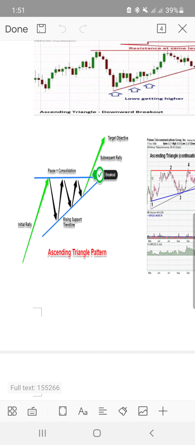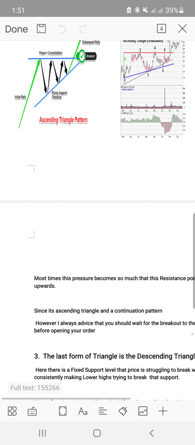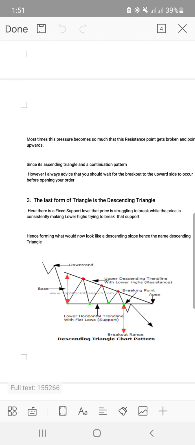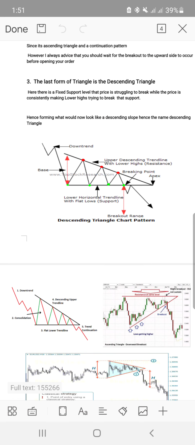So I've talked about the symmetrical triangle. Remember, in a symmetrical triangle there's no fixed resistance. Symmetrical triangles look like this, whereas for an ascending triangle, it goes up and there's a fixed resistance like this. Then the last one is the descending triangle. Here in the descending triangle, there's a fixed support. It's just the opposite of the ascending triangle. There's a fixed support, just like this here.